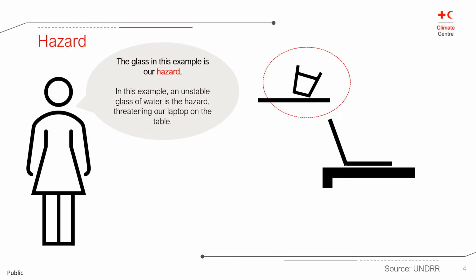In this case, the hazard is the glass that is on the top of the shelf. It is an unstable glass of water, and in this case is the hazard that might impact your laptop. In the case of anticipatory action, the hazard will correspond to the different natural hazards and anthropogenic hazards that might impact communities, assets, livelihoods, and all the different exposed elements.